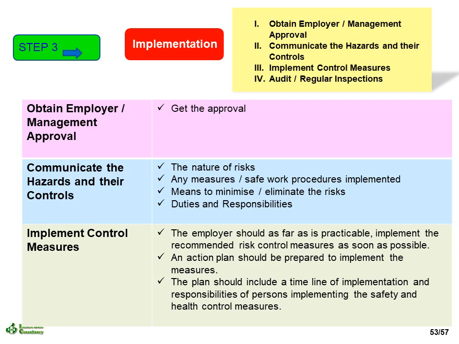The nature of risks. Any measures, safe work procedures implemented. Means to minimize, eliminate the risks. Duties and responsibilities. Implement control measures. The employer should, as far as is practicable, implement the recommended risk control measures as soon as possible. An action plan should be prepared to implement the measures. The plan should include a timeline of implementation and responsibilities of persons implementing the safety and health control measures.